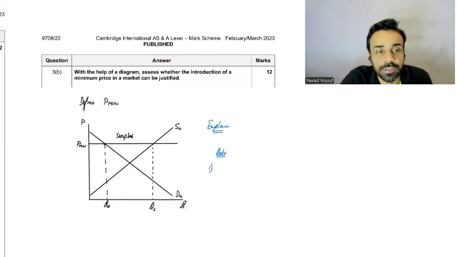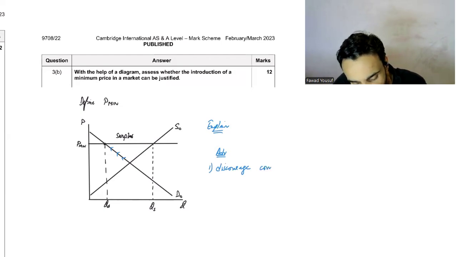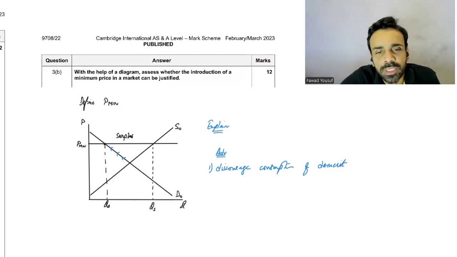we're able to discourage the consumption. So one of my potential advantages could be that by being imposed above the equilibrium, by raising the price, it can discourage consumption. You only show merit, you always show effective. There's no point of talking about ineffective.